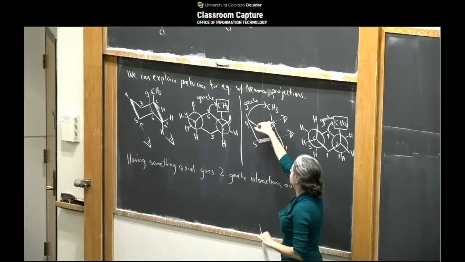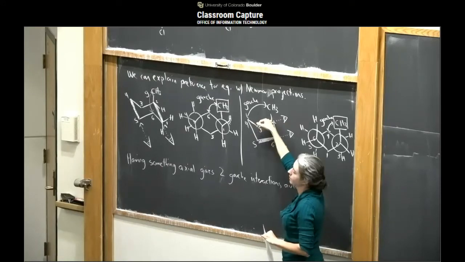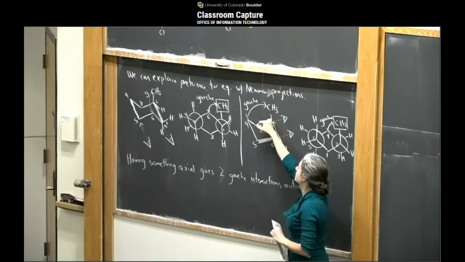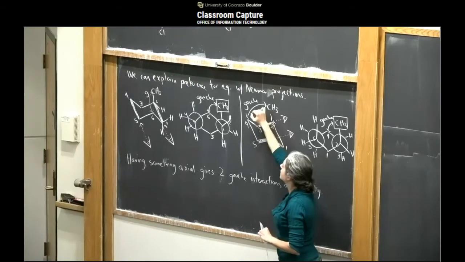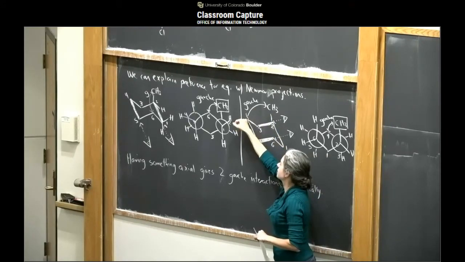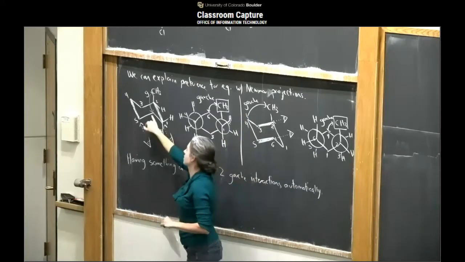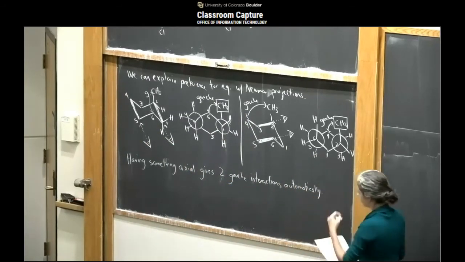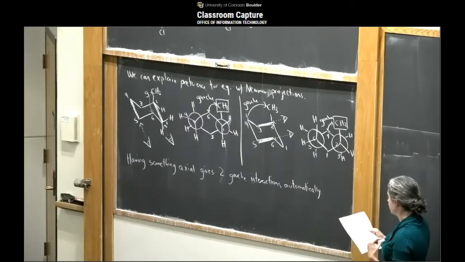So if it's an axial group on an upward pointing carbon, it's going to have those interactions with the other two upward pointing carbons. So here it's up on carbon 2, and its two gauche interactions are to the up carbon 4 and the up carbon 6, in other words. Okay, so it is possible to get other gauche interactions.